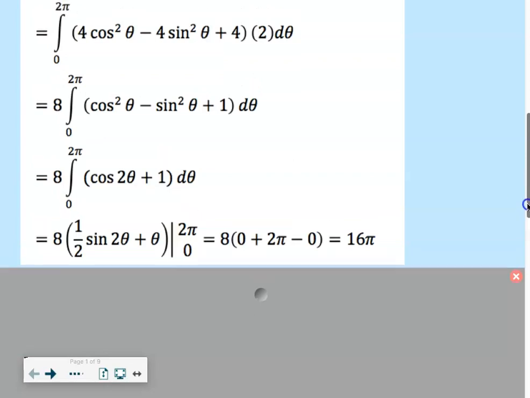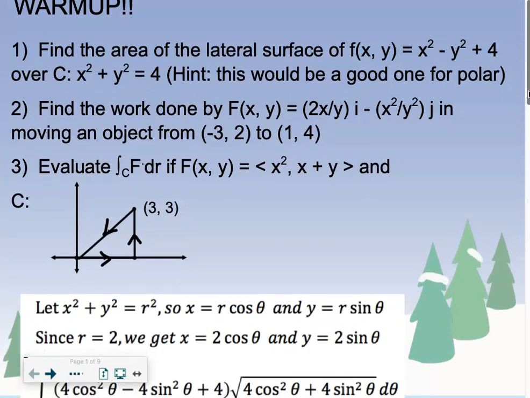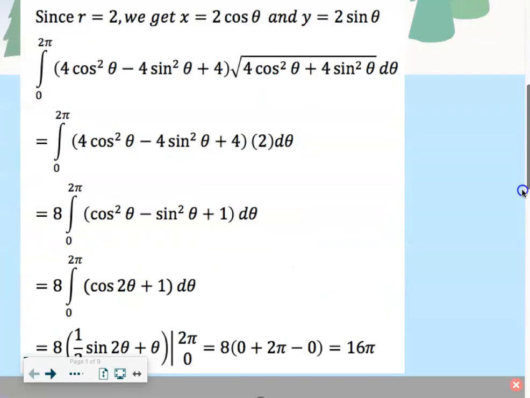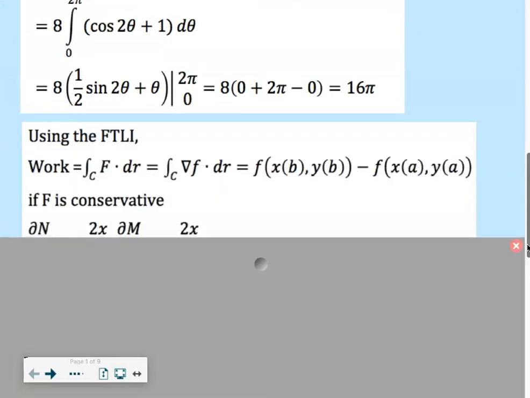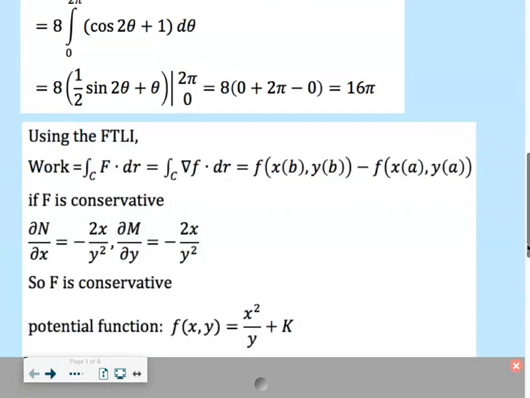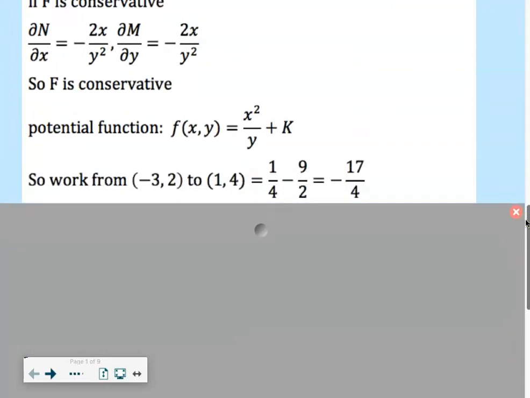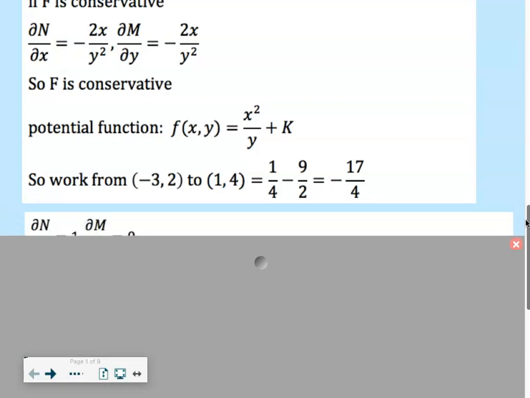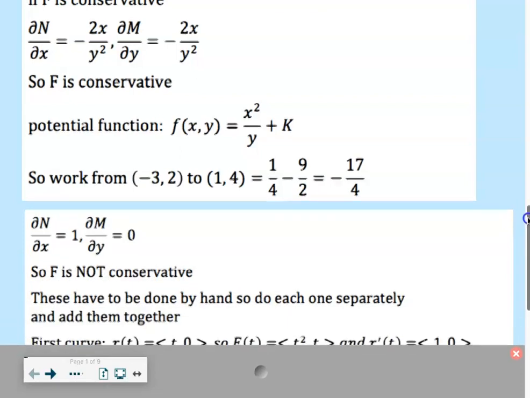All right, the next one, if you check, it is conservative, so I would have probably just done this with FTLI. It's a lot of work for just, okay, and I got negative 17/4. I see a negative 17/4, like with big banners around it. And yes, we all got number 2. So we all love fundamental theorem of line integrals, right? Who doesn't love FTLI?